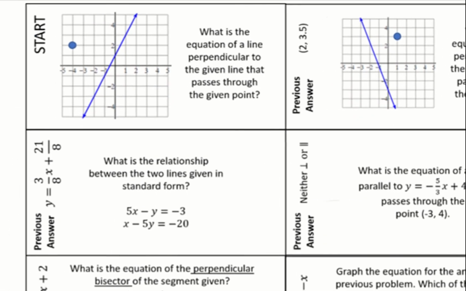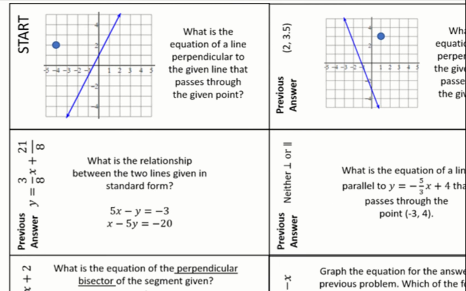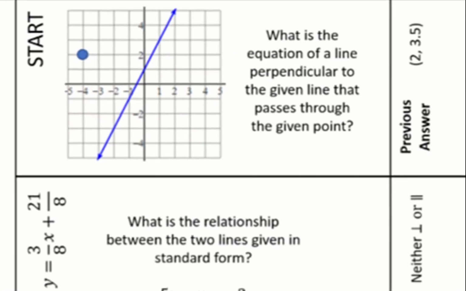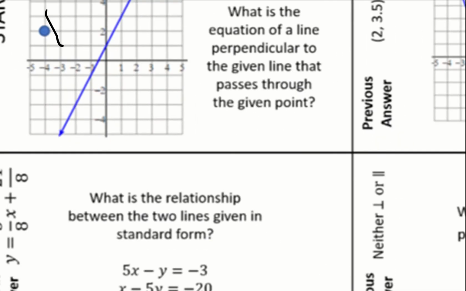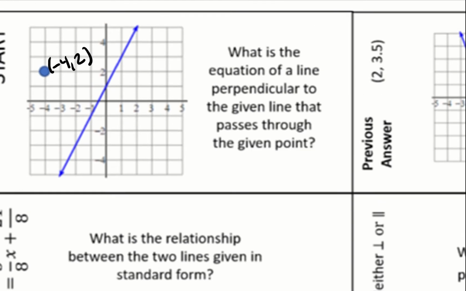So the first question is, what is the equation of a line perpendicular to the given line that passes through a given point? So here the given point is provided, and it's -4 and +2 for the coordinates. Now remember, for the equation of a line, you need a point on the line, and then you're going to need some kind of slope. And so in order to figure out the slope of this line that's going to cross us at a right angle, we need the slope of the original line.